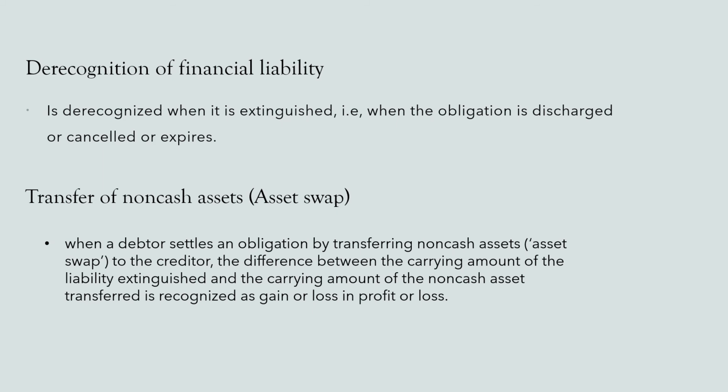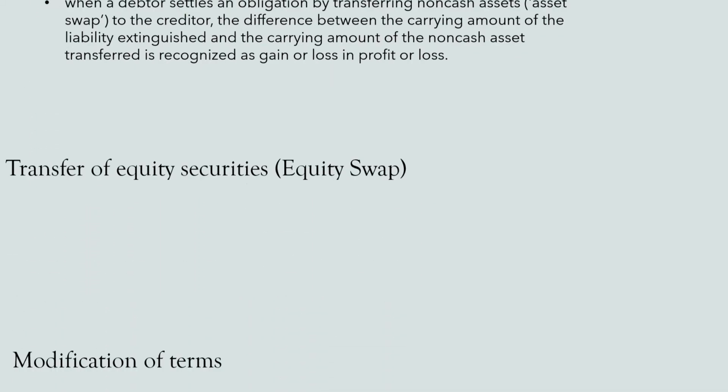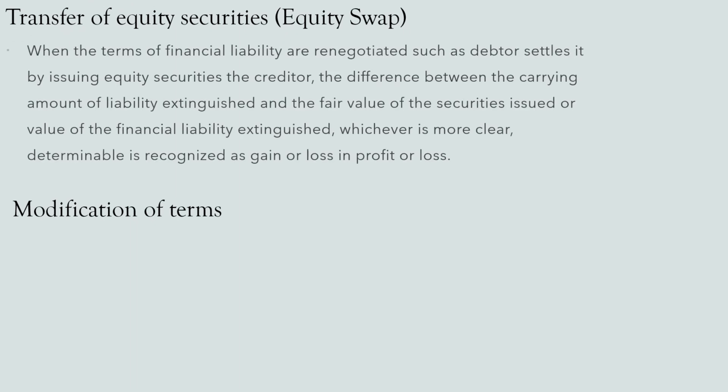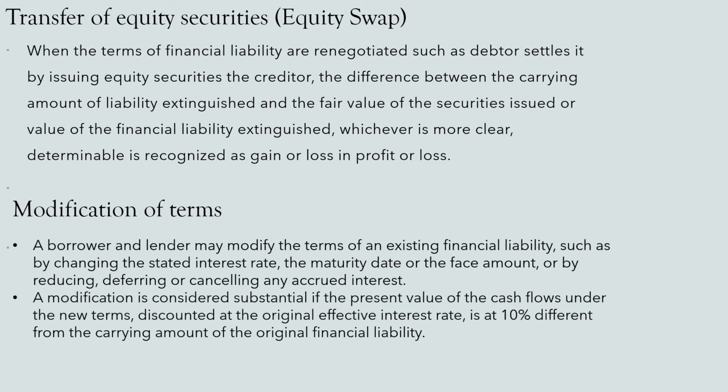Another way of extinguishing a liability is the transfer of equity securities or equity swap. When the terms of financial liability are renegotiated, such as debtor settles by reissuing equity securities to the creditor. Ito yung process wherein yung ownership of a share or interest sa isang property ay ito-transfer mo from one entity to another. In equity swap, yung cash flows are based on a predetermined notional amount. Hindi katulad sa currency swaps, sa equity swaps po, it doesn't imply the exchange of principal amounts. Yung exchange of cash flows occurs on fixed dates.